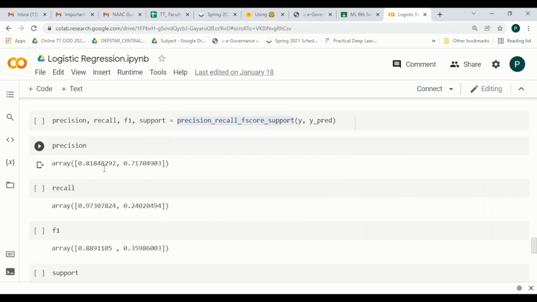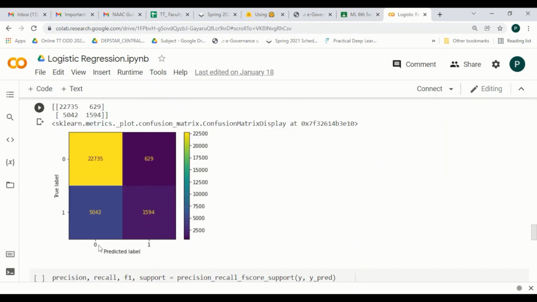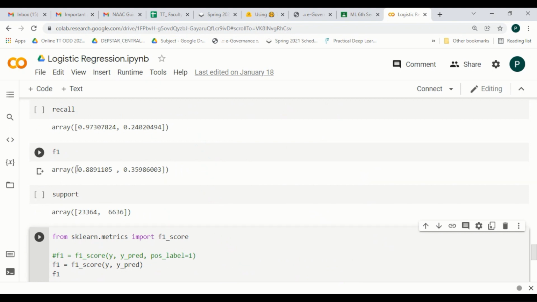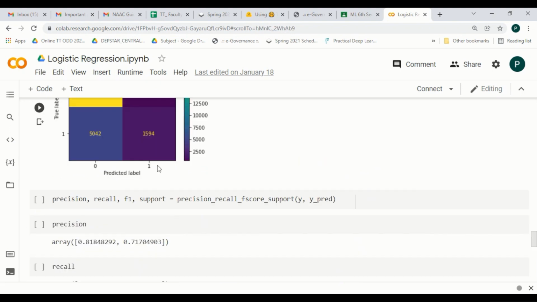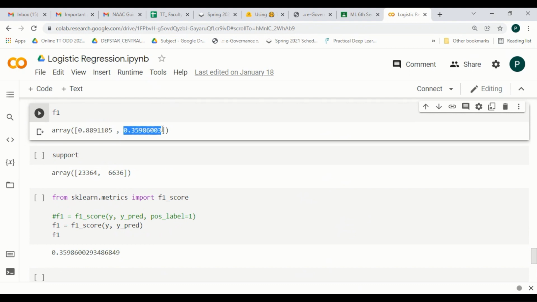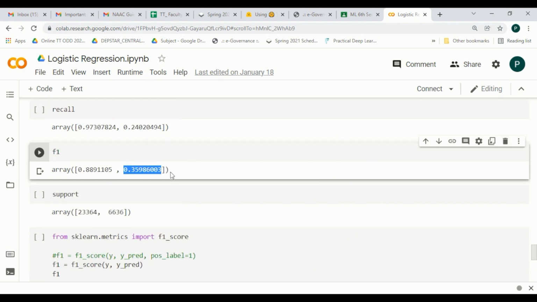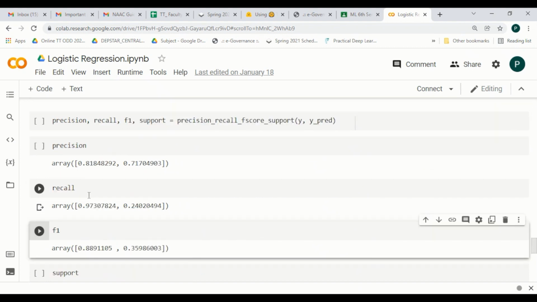Okay, yahan pe do do values kyu bata raha hai, precision recall aur f1 ki. दो दो वैल्यूज इसलिए बता रहा है क्योंकि अगर हम 0 को पॉजिटिव क्लास गिनते हैं तो ये हमारा एफ1 स्कोर रहेगा. अगर हम 1 को पॉजिटिव क्लास गिन रहे हैं तो हमारा एफ1 स्कोर ये रहेगा. ठीक है, so the calculation for precision, recall and F1 change based on what class we consider to be a positive class and what class we consider to be negative. That is why we have two values for each, precision, recall and F1.